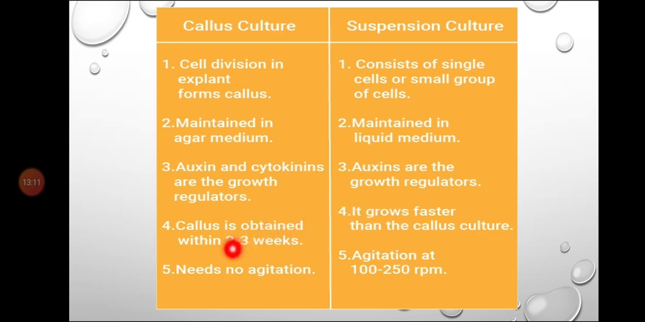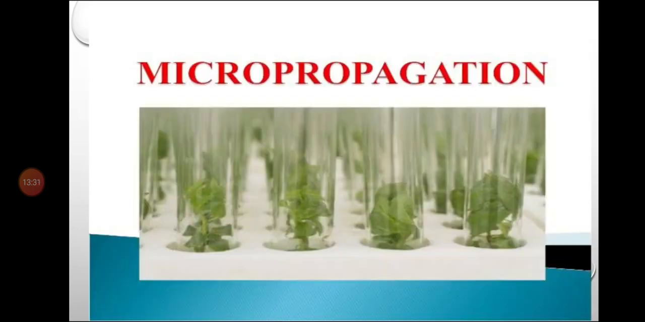Okay. And in callus culture, no agitation is needed, as we have discussed, and in suspension culture, continuous agitation is needed at 100 to 250 revolutions per minute. Okay. So in the exam, a distinguish-format question can also be asked on this topic. Okay. Next topic that we are going to study is micropropagation.